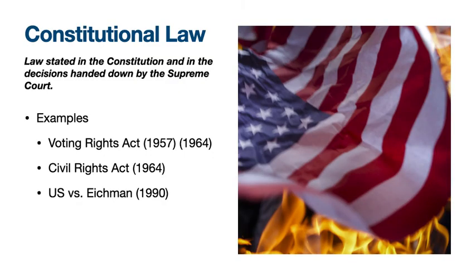There is also what we call constitutional law, and this is law that's in the Constitution, and we know from reading that document every night before we go to bed, or from the decisions that the Supreme Court makes. And so there are some examples. The Voting Rights Act is one that protects the right to vote that is promised in the Constitution. The Civil Rights Act protects our 14th Amendment rights to not being discriminated against.